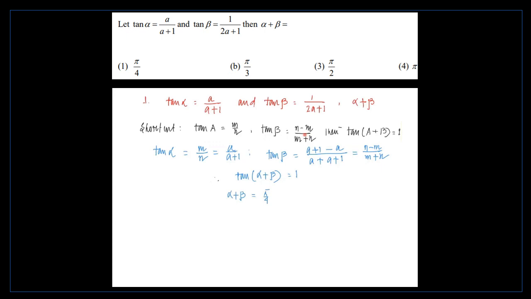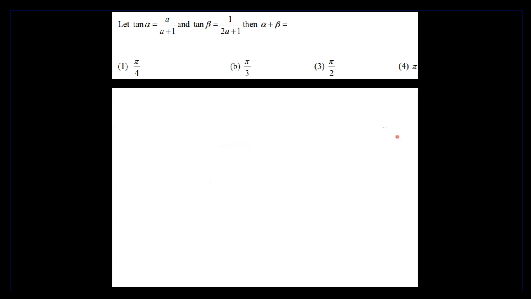If we apply the tan A plus B formula, then we'll definitely get 1. Let us see. Here we have tan A equal to m by n, tan B equal to n minus m by m plus n. Now tan A plus B will be tan A plus tan B by 1 minus tan A tan B.